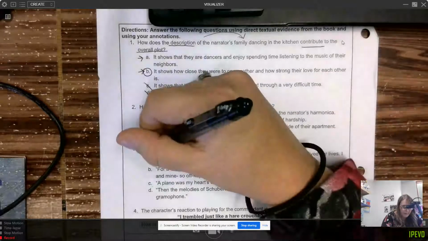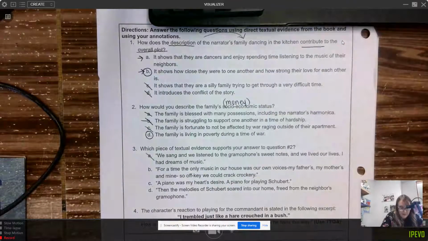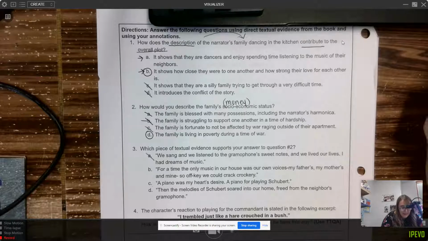No. B, for a time, the only music in our house was our own voices, my father's, my mother's, and mine, so off key that we could crack crockery. C, a piano was my heart's desire, a piano for playing Schubert. Or D, then the melodies of Schubert roared into our home, freed from the neighbor's gramophone. So which one tells you that they're living in poverty at the time? For a time, the only music in our house was our own voices.